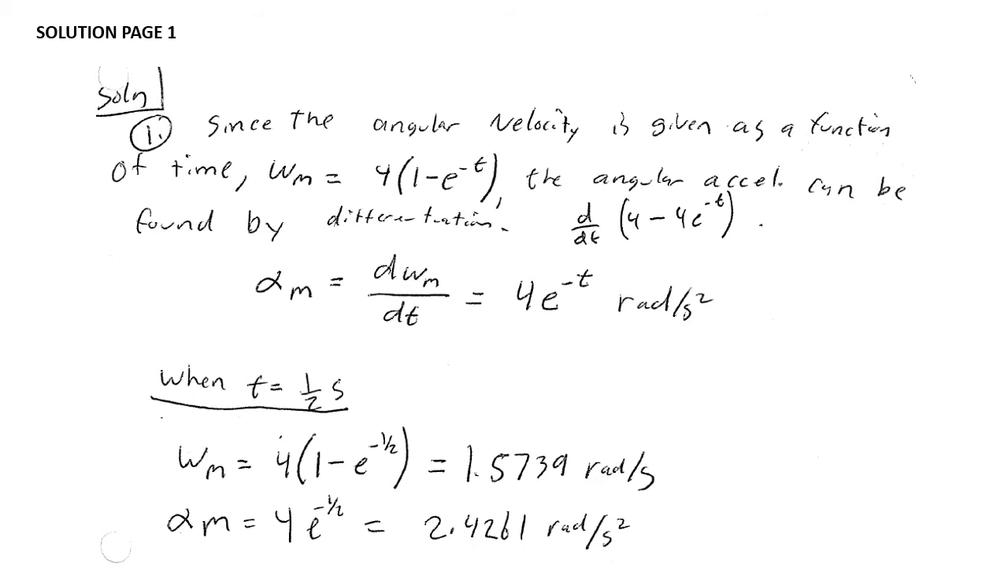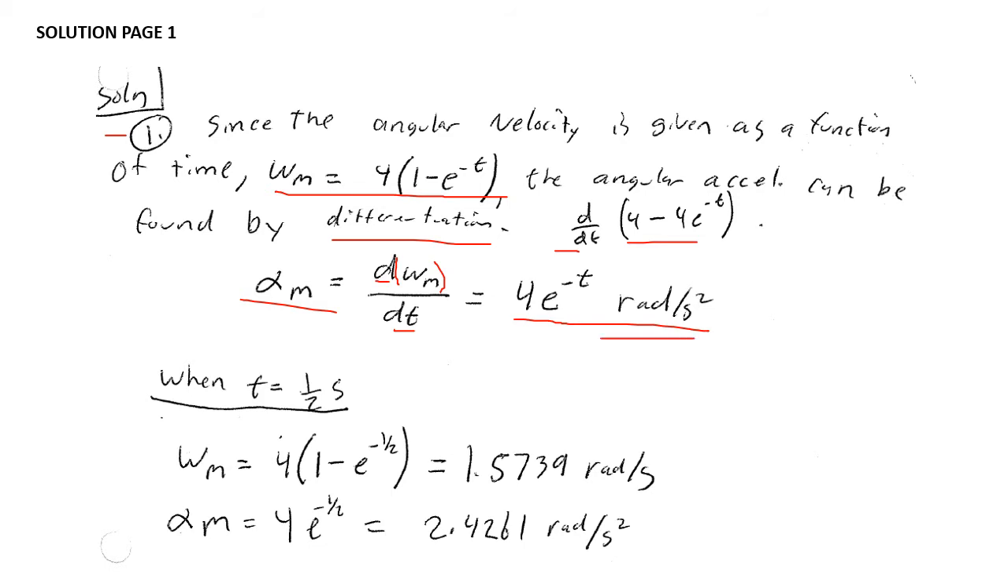So now I can begin my solution here for 1 for my plan of attack. Since the angular velocity is given as a function of time, by this relationship here, my omega m is equal to 4 times 1 minus e to the negative t. The angular acceleration can be found by differentiation. So we'll take d over dt of our omega sub m in order to get our alpha sub m here. So we take the first time derivative of our omega sub m right here. What we end up with when we do that out is 4 e to the negative t in units of radians per second squared.